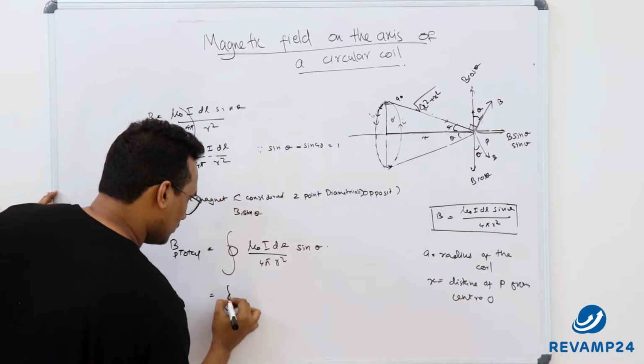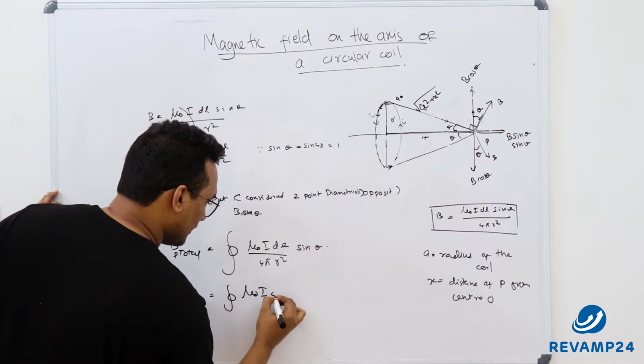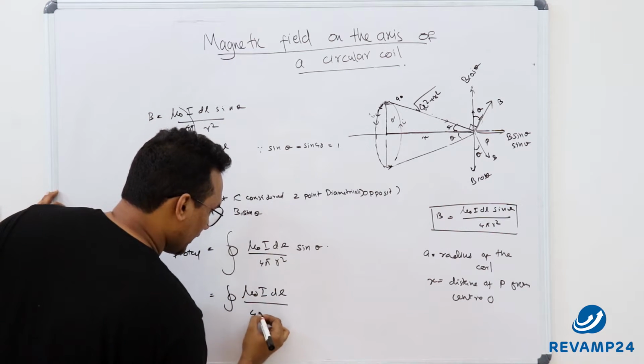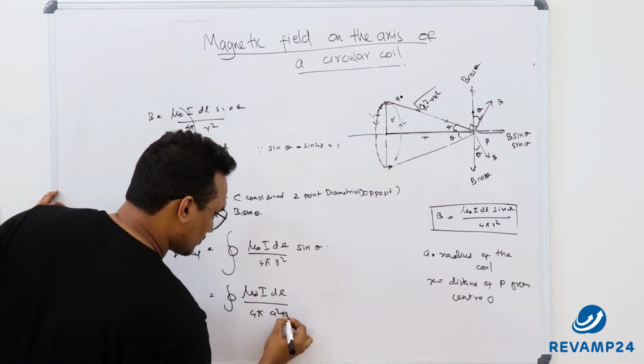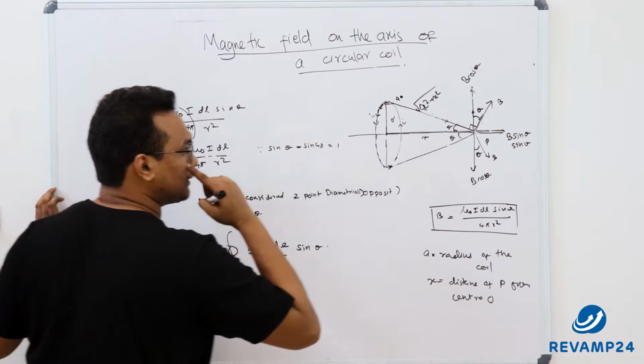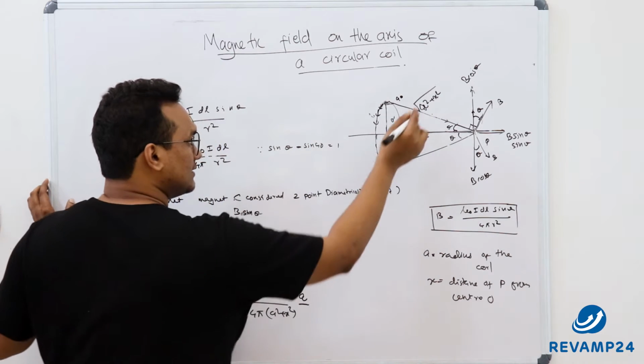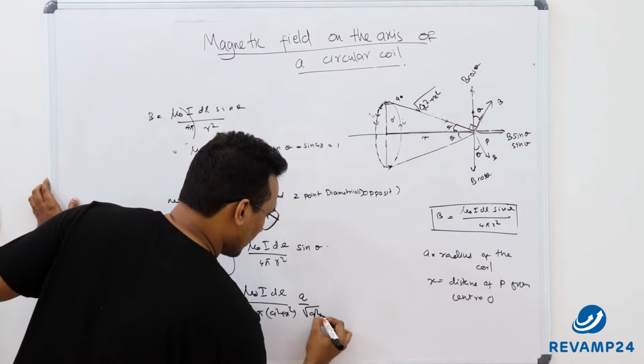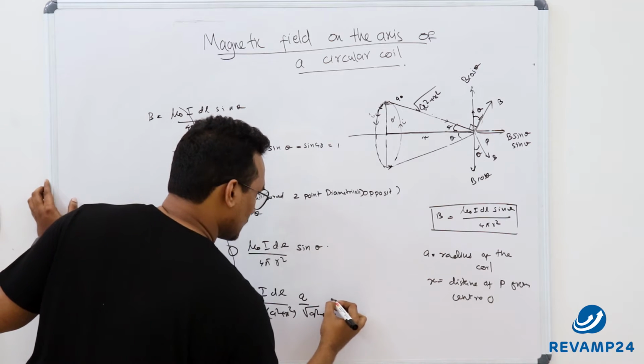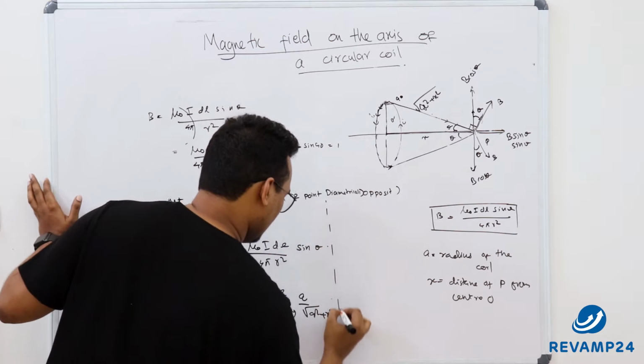So I am substituting the value: mu0 I dl divided by 4 pi r square, where r square is a square plus x square from the diagram, and sin theta is nothing but opposite by hypotenuse. So opposite is a, hypotenuse is root of a square plus x square. Okay, now we are keeping it.